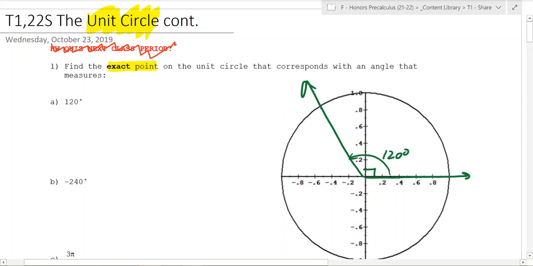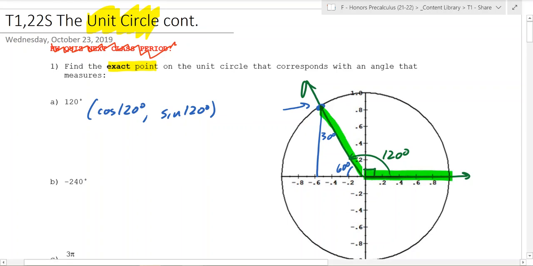If that's true, then we know that this right here is 60 degrees. So when you're asking for this exact point right there, you need to know that that's the 30, 60, 90 degree triangle. So that point right there will be cosine of 120 degrees, comma, sine of 120 degrees, and this is just a value you need to know. You need to know what that point is when it's a unit circle, which means that this radius is 1.